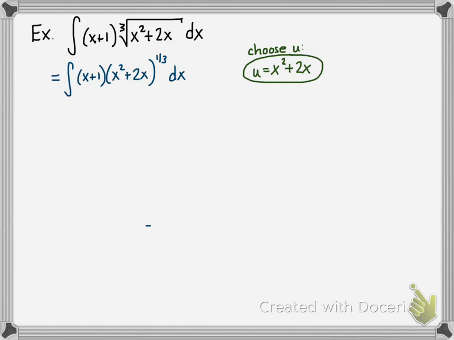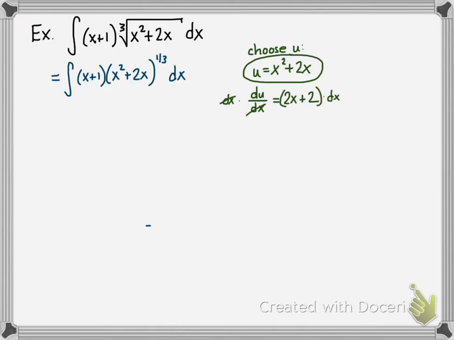Okay, so we have our value for u. Our next step is to take a derivative. So the derivative of u is du over dx. The derivative of x squared plus 2x is 2x plus 2. And now I want to solve this equation for dx. So my first step is to multiply both sides by dx.